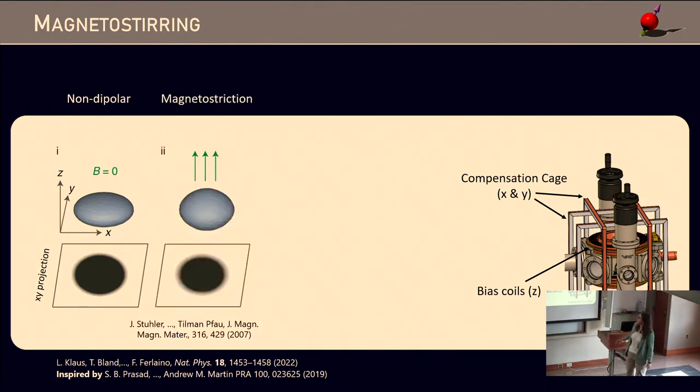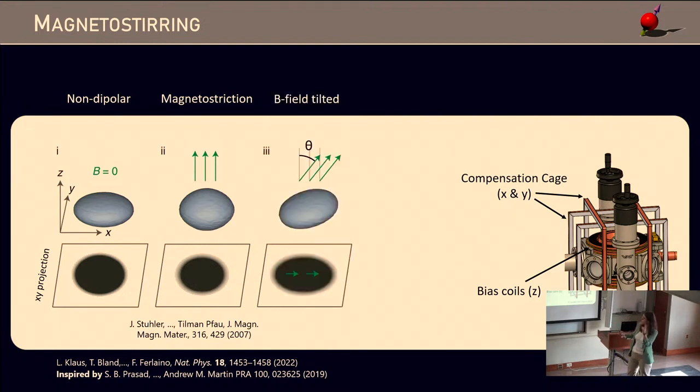If instead we have a dipolar system, for example with a magnetic field pointing in the z direction, because of the dipole interaction, the cloud would also stretch in the same direction as the magnetic field. This phenomenon is called magnetostriction, and it was seen in 2007 in the group of Tilman Pfau. Basically, it's just a consequence of the fact that since we have dipoles, they favor configurations in which they are head to tail.